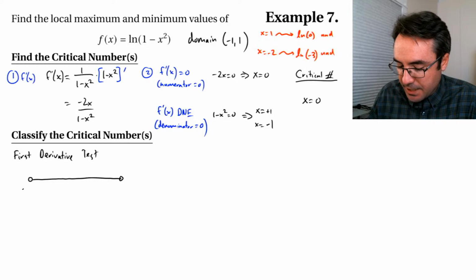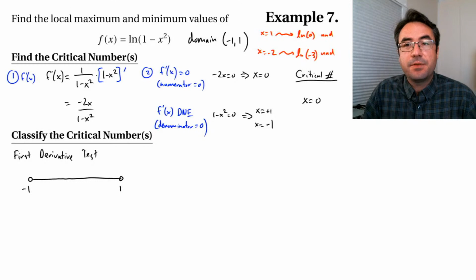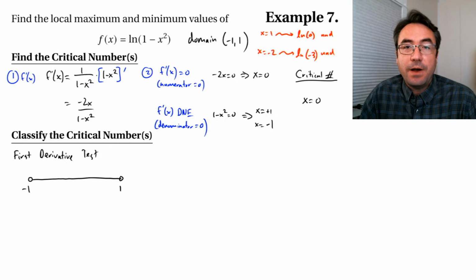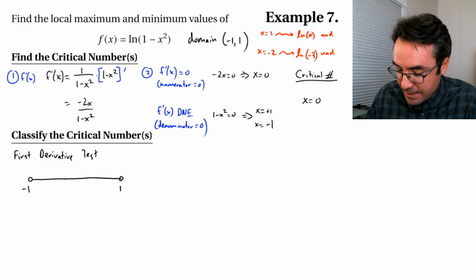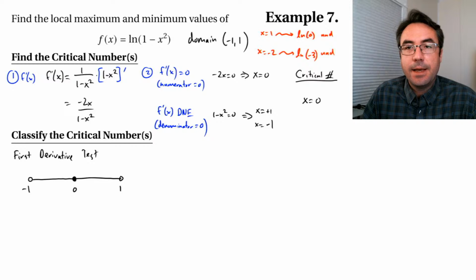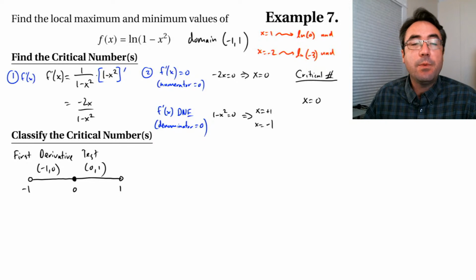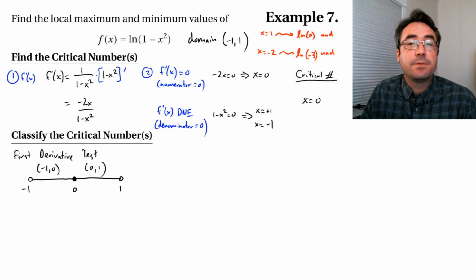We're going to set up our sign chart. Our domain is everything in between -1 and +1, excluding the endpoints. And then we found only one critical number, so let's plot that. It's 0 right there in the middle. This gives us two intervals to consider, and we want to figure out the sign of f prime on each of those intervals.